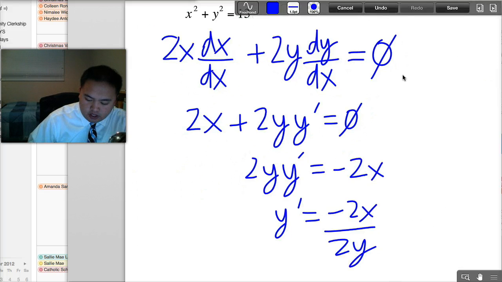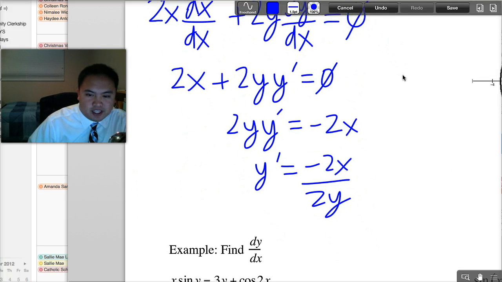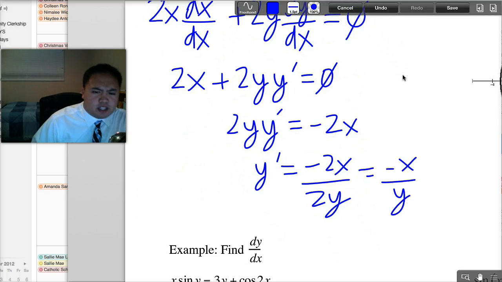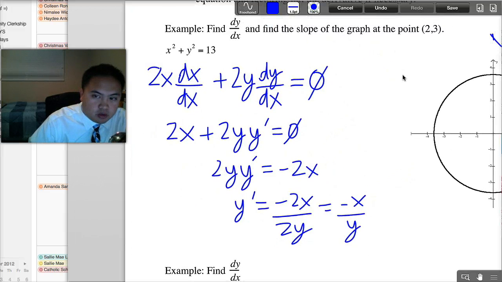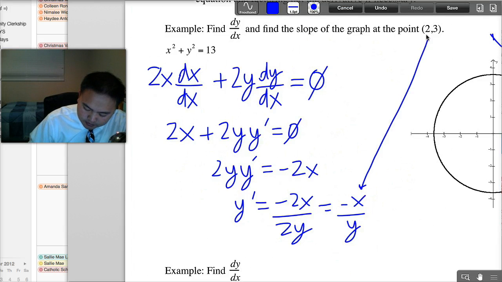So it looks good. There is something you could simplify. You guys probably can see it. The 2's will cancel, and I get negative x over y. So you might be saying, how is that the derivative? I still don't know what the slope of that line is. Well, especially for implicit differentiation, they tell you what point we want the slope at. We want the slope at 2 comma 3. So I'll plug in 2 for x and 3 for y. I take these numbers and plug them in, and I will get negative 2 over 3.